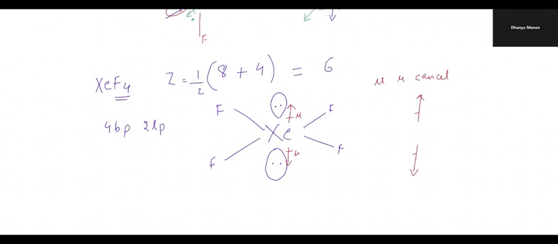Xenon to fluorine, xenon to fluorine, xenon to fluorine, xenon to fluorine. All are in opposite direction, mu dash, mu dash, mu dash, mu dash. So you can see that all are in opposite direction. So what is the result in mu? Mu net is equal to 0. So it is non-polar.